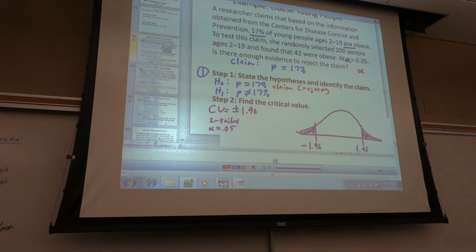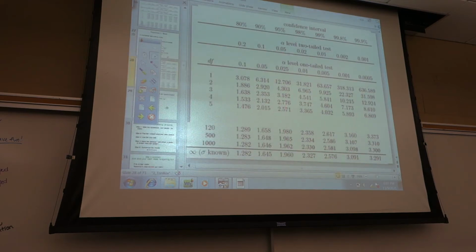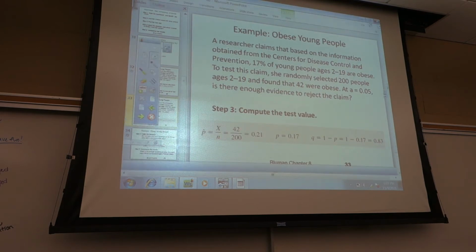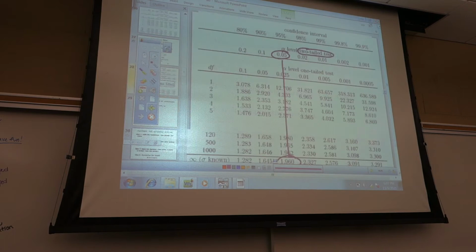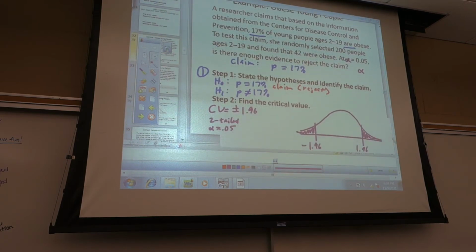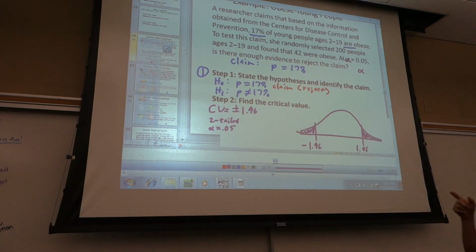So that's our step 2. Step 3, I need to find the test stat. To find the test stat, first I need to figure out what my p hat is. Remember, P naught is whatever is in your claim. Everybody on board with that? Yes. What's in my claim is my P naught. So what's my P naught?